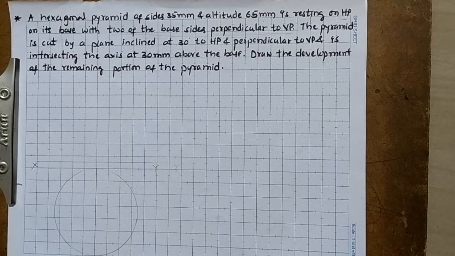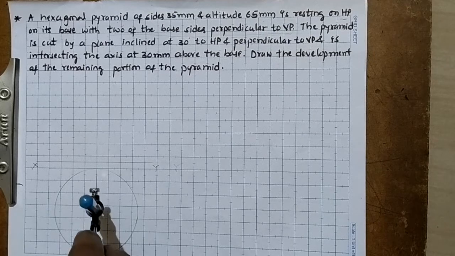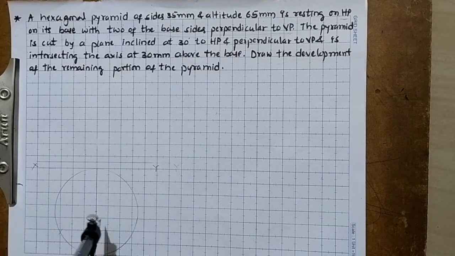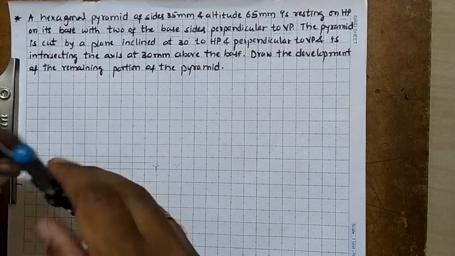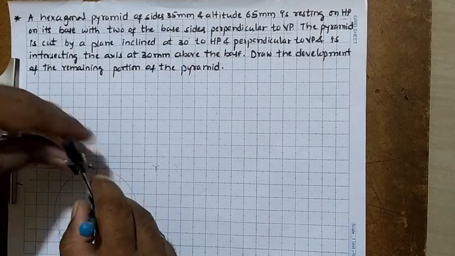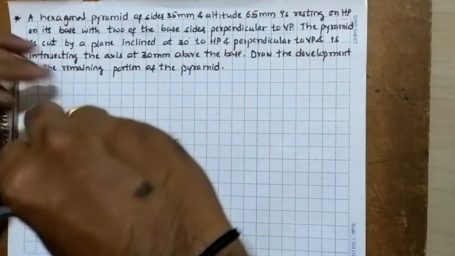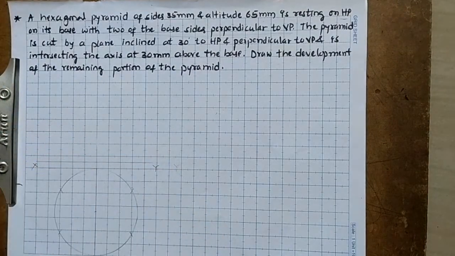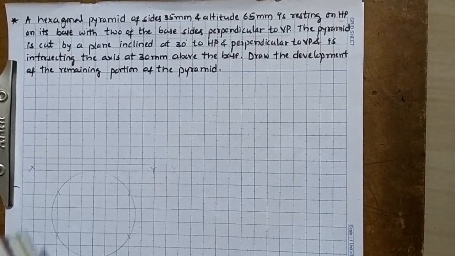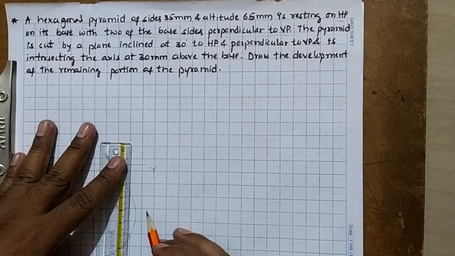First I want to construct the hexagon with the circle method. I have drawn a circle here. Any one of the sides is perpendicular, that is vertical, so draw the vertical diameter. Then I take 35, the length of the side, and cut the circumference of the circle like this. Now join all the points of the circumference, and you will get the regular hexagon.